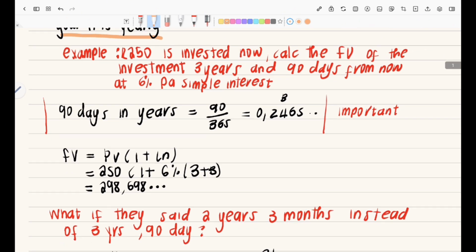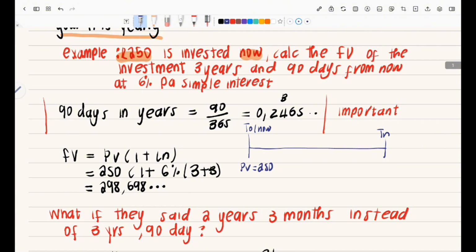The first example that I have for the day is this one. The example says 250 Rand is invested now. When something is invested now, it is at time period 0. So if we were to draw a simple time diagram, at T0, that is my now, my present value, which is what I invested right now, is 250 Rand. And the question is to calculate the future value, meaning at time period N, 3 years and 90 days from now. So they want me to calculate the future value at N equal to 3 years, 90 days.